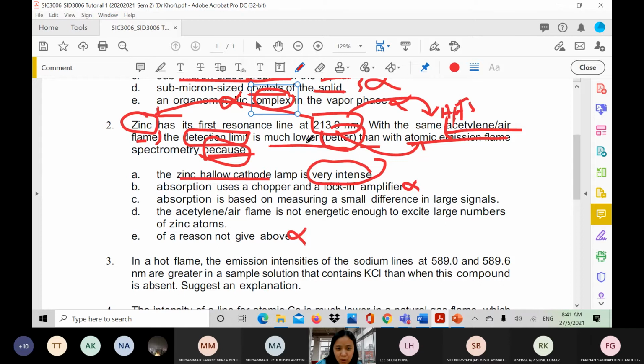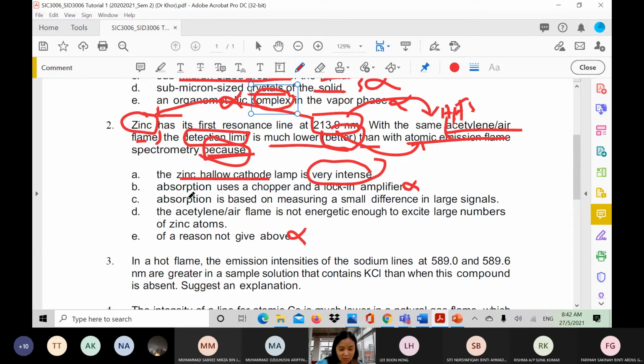Detection limit is much lower, means that you can detect at low concentration, but not for AES, if you use the AES technique to detect the same target analyte, zinc element. Okay, so answer B is totally out because this is not relevant at all to this question. Let's look at C. Why is C correct or not correct?